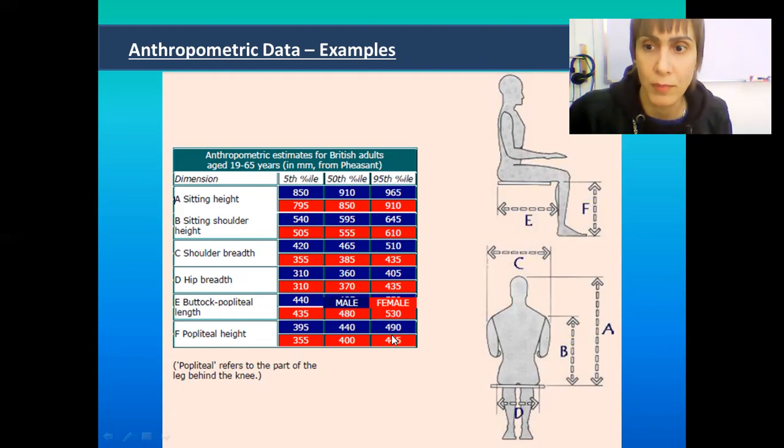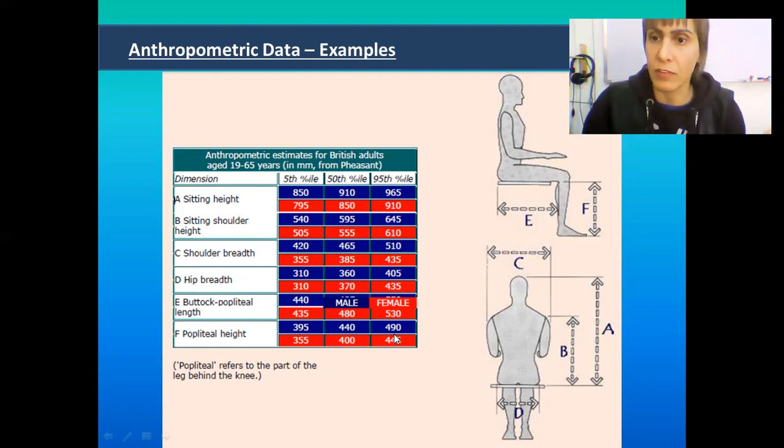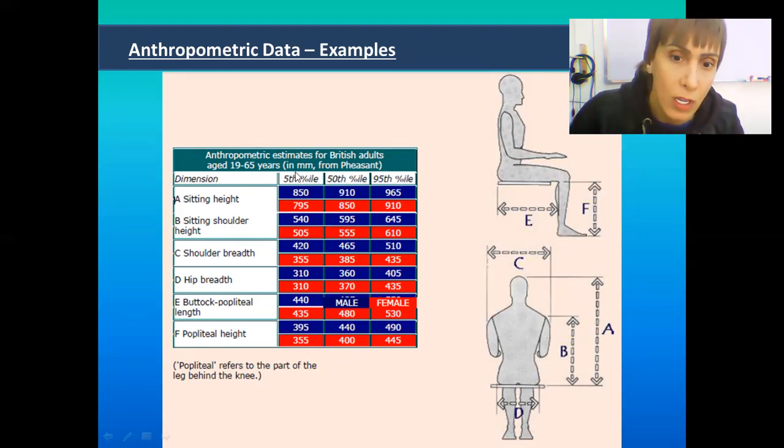Now, I have to decide as a designer, should I use these numbers? Should I use this number only, or only this number, or both of them? Or should I use this number, or this number, which is the average? So if I want this distance here for a design that I'm doing, I need to know which of these to use. The 5th, the average, or the 95th, which is a fit for most of the people. And which, the male or the female or both.